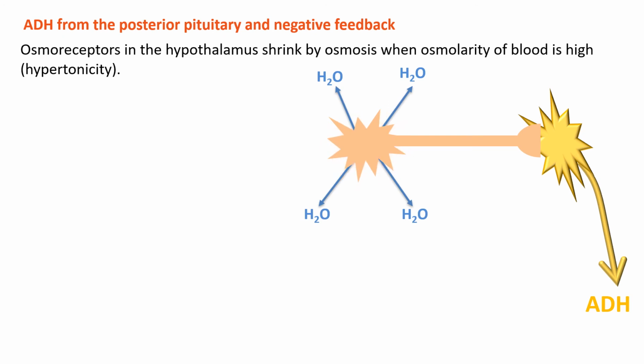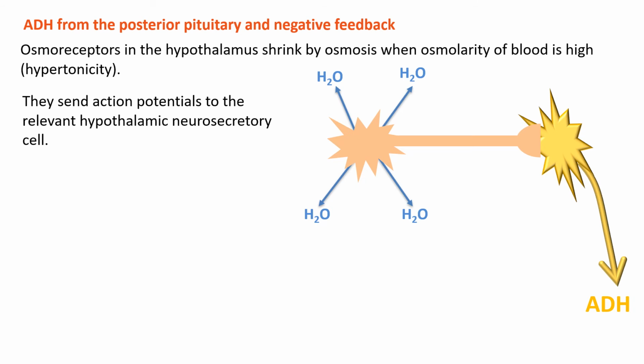Now, in the hypothalamus, alongside the thermoreceptors and the chemoreceptors, we have things called osmoreceptors. So these are a bit like little neurons that detect the tonicity in terms of the intracellular and the extracellular compartments. So they shrink by osmosis because they lose water when the osmolarity, the tonicity in the blood is high, we have hypertonicity. So water is drawn out because of the osmotic gradient. This causes our osmoreceptors to shrink.